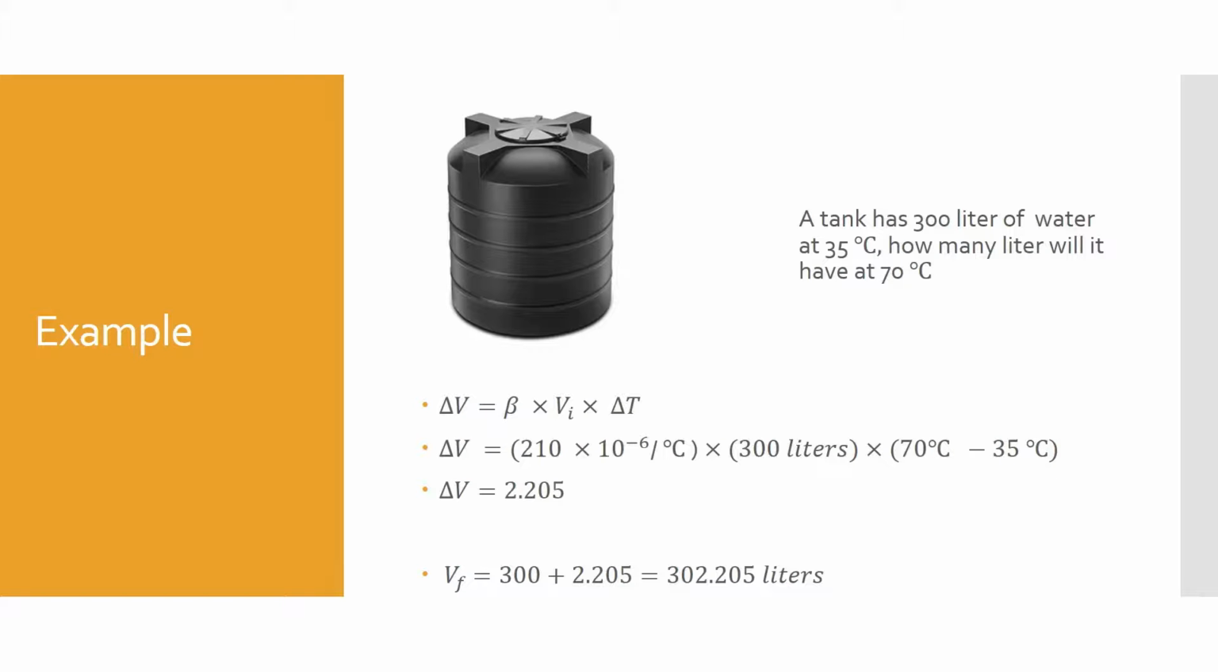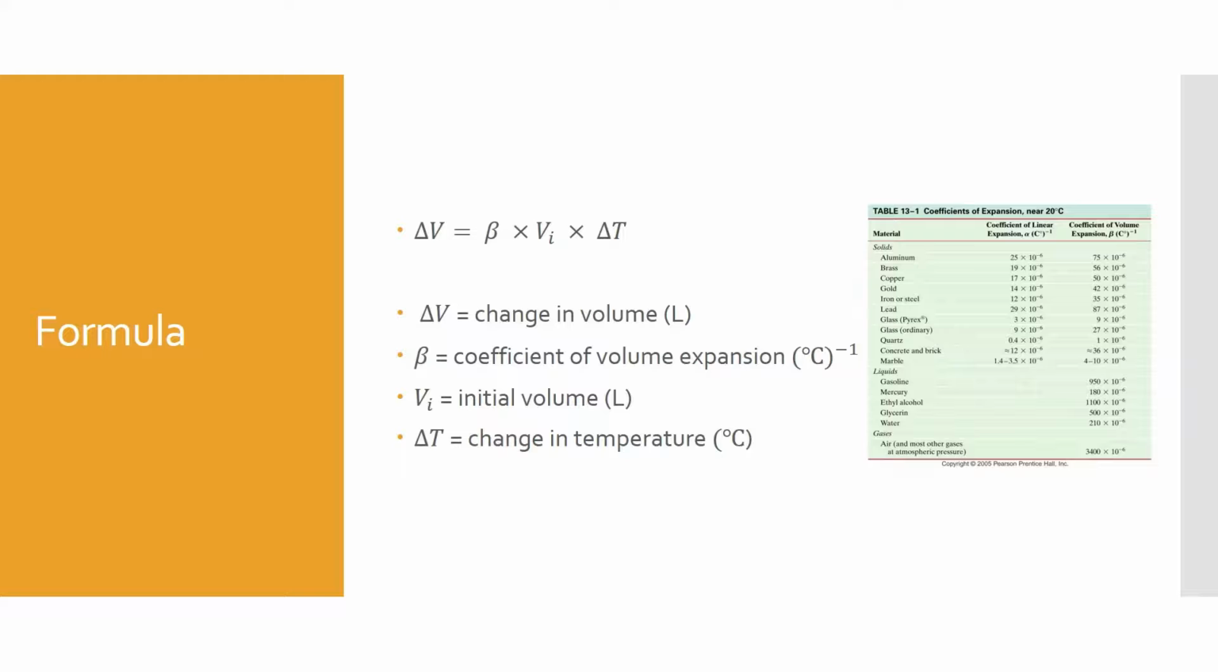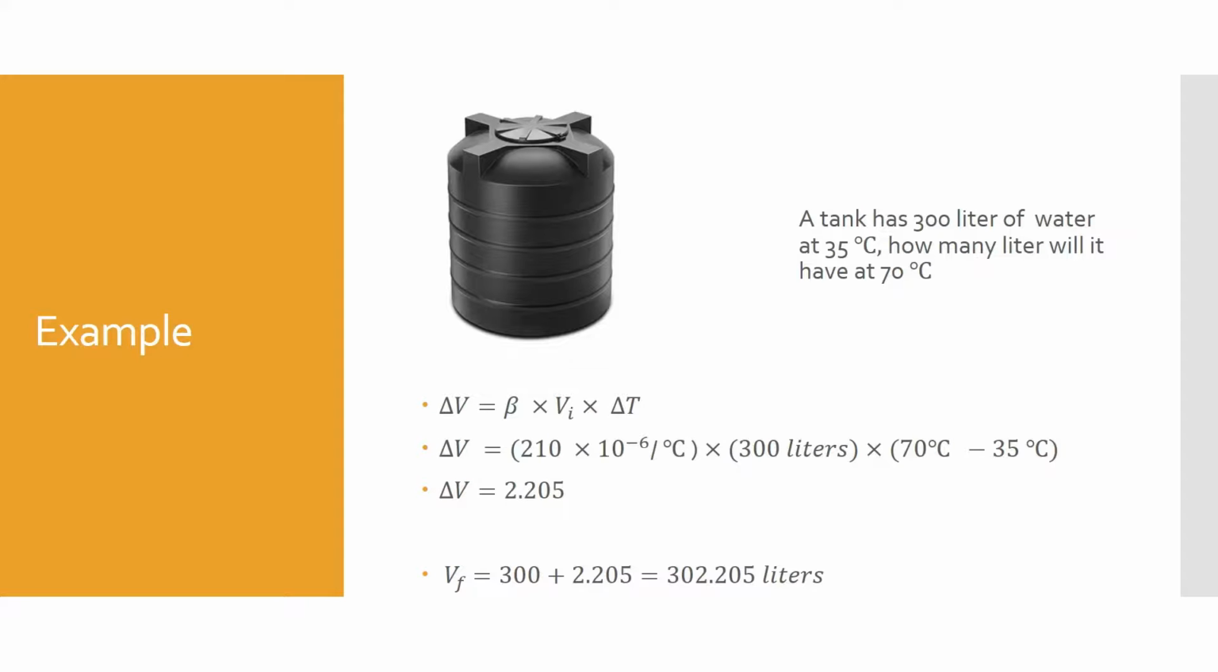So for example, this tank here has 300 liters of water at 35 degrees Celsius. So how many liters will it have at 70 degrees? Once again, we are simply putting in all the data that we are given. And going by the table once again, we can see that water has a coefficient of volume expansion of 210 times 10 to the negative 6. So putting all that together, we find that the water will expand by 2.205 liters when heated to 70 degrees.